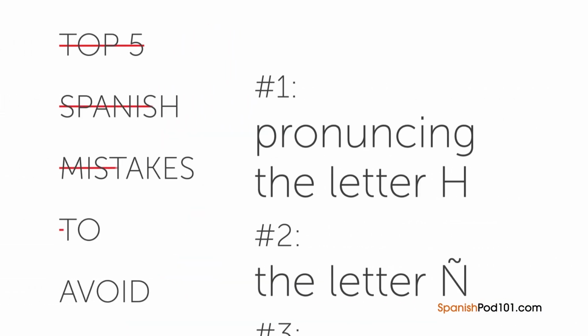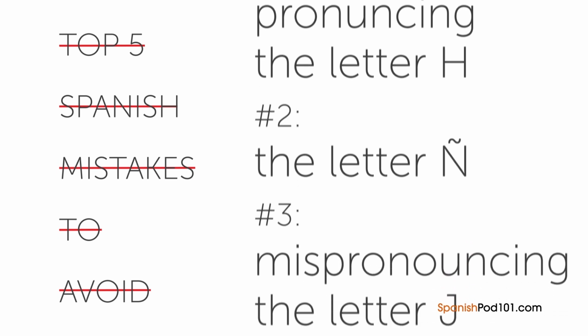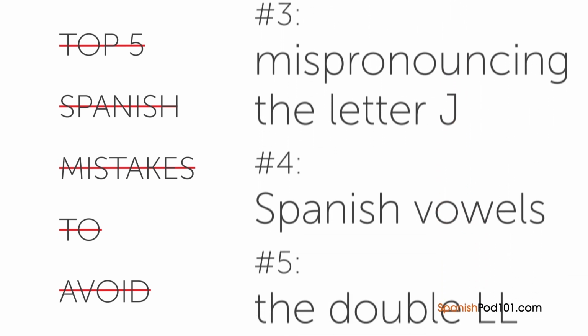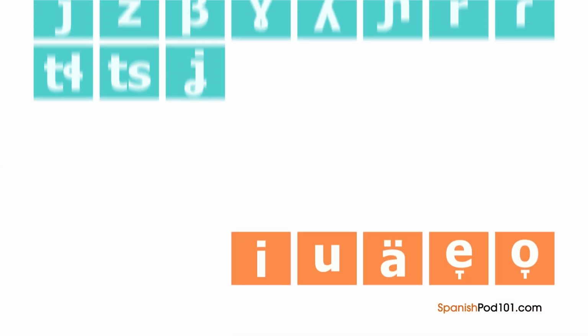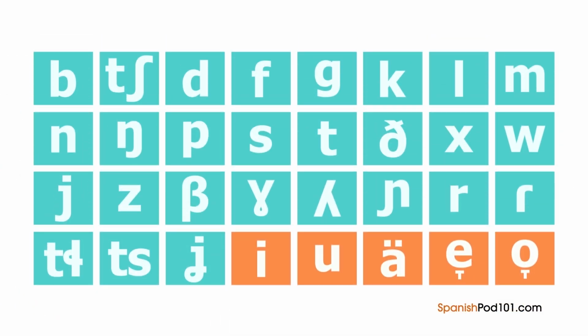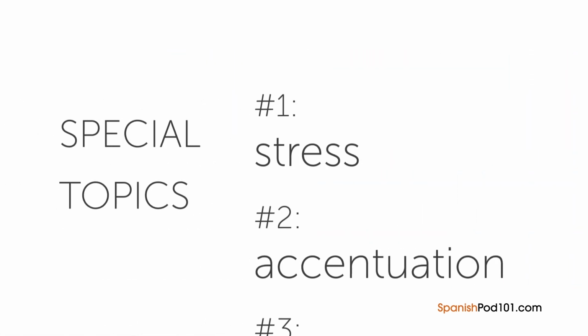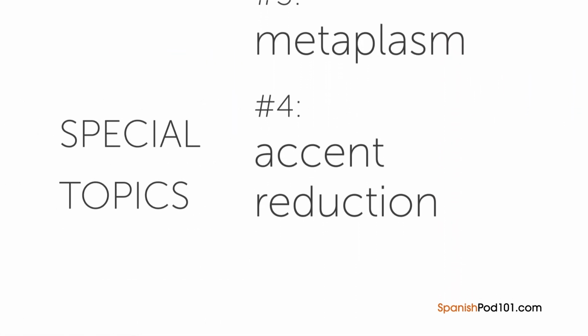In the next lesson, we'll look at the top 5 pronunciation mistakes Spanish learners make. You'll want to make sure not to fall into these common traps. After that, we'll begin going through the vowels and consonants of Spanish. This is your chance to learn how to correctly say all of the words you just heard. We'll finish up the series by covering some special topics that will really make your Spanish sound natural.